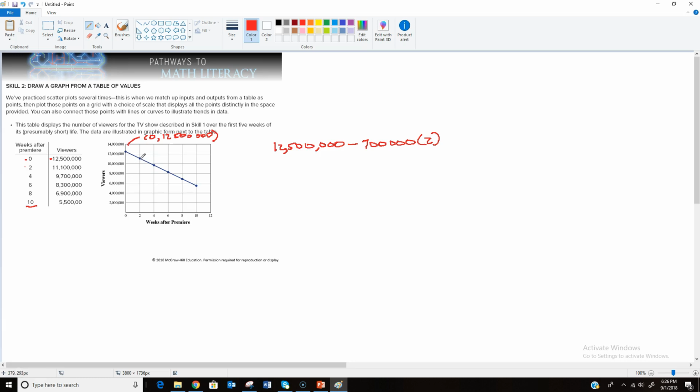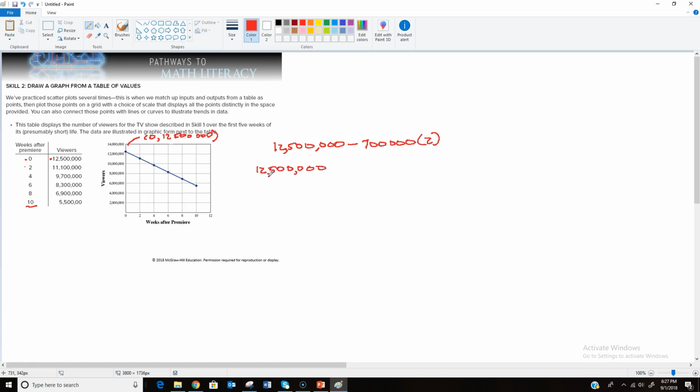So 2 is 11,100. It's kind of hard to decipher on here whether that's 11,100,000 or just 11 million. But we just put it as close as we can. It should be just a little bit past halfway between 10 million and 12 million. And then so on. Now if we wanted to double check, we could also even put in some intermittent values.